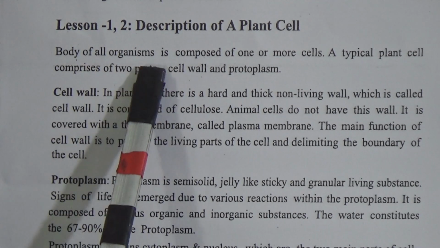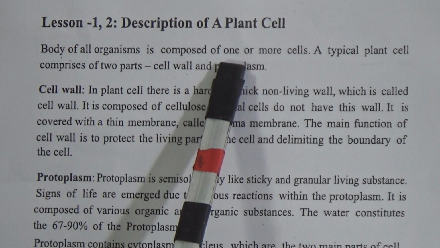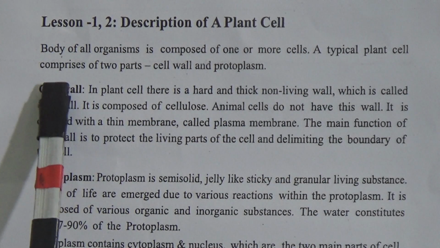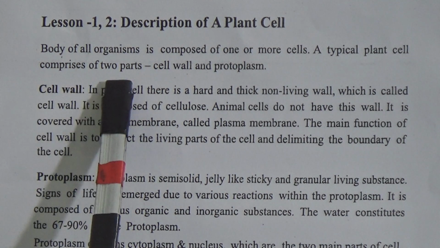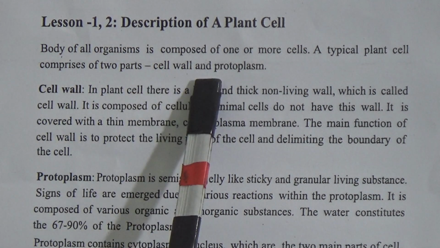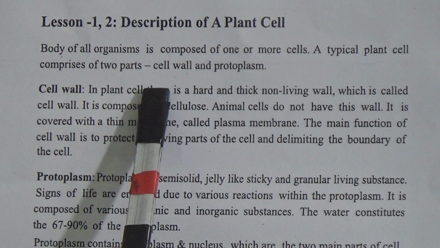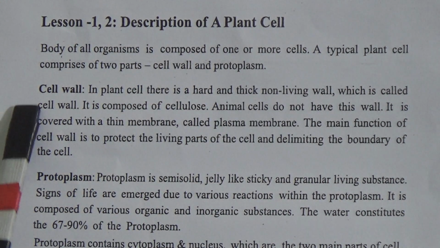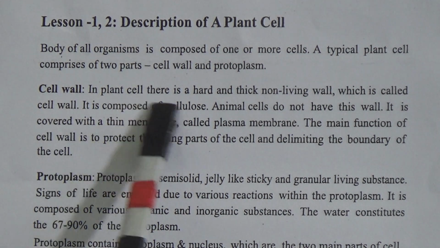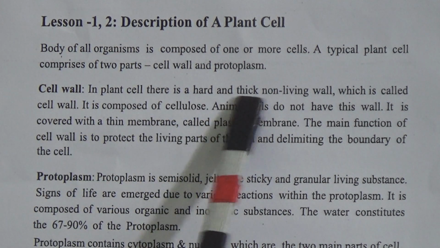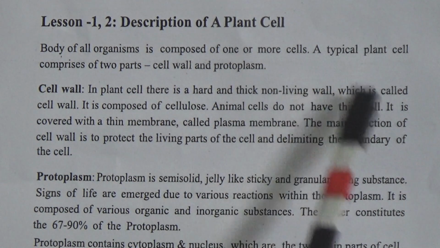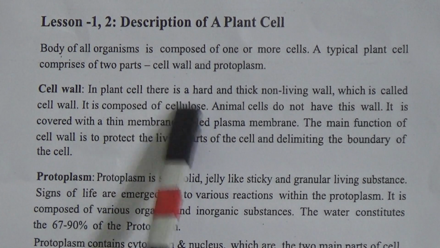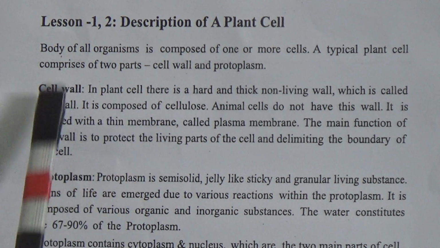Body of all organisms is composed of one or more cells. A typical plant cell comprises two parts, cell wall and protoplasm. Cell wall: in a plant cell there is a hard and thick non-living wall which is called cell wall. It is composed of cellulose.